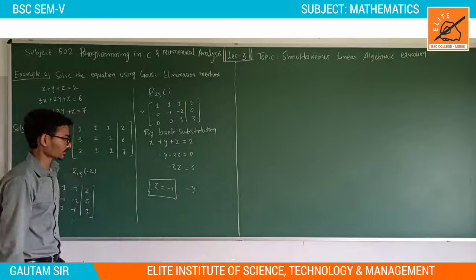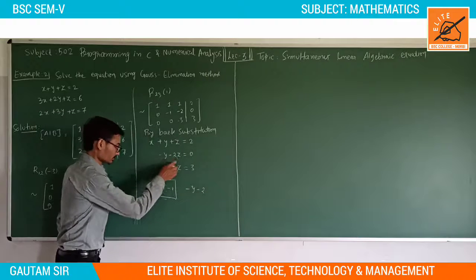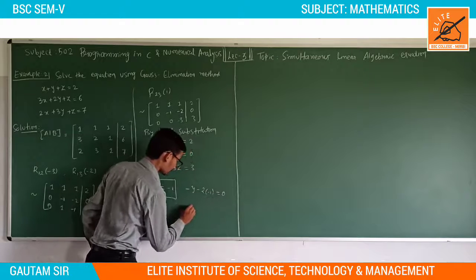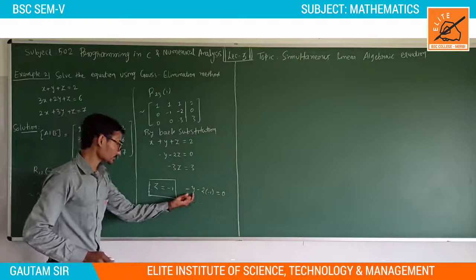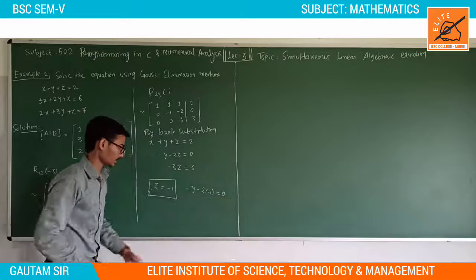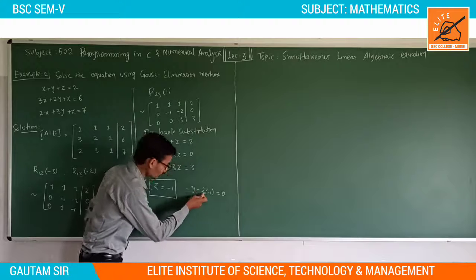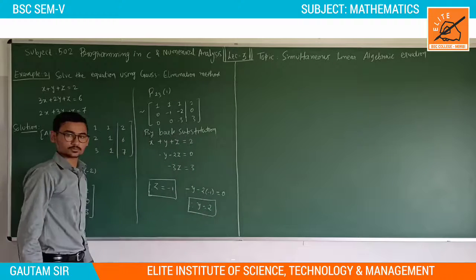That gives minus y minus 2 into z, with z equal to minus 1, is equal to 0. Therefore y goes to the other side of the equal sign, and the sign will be changed. So y is equal to minus 2 into minus 1, which is 2. So y is equal to 2.